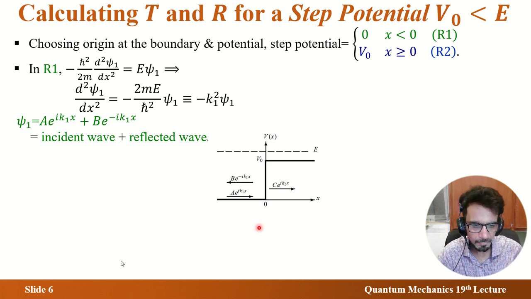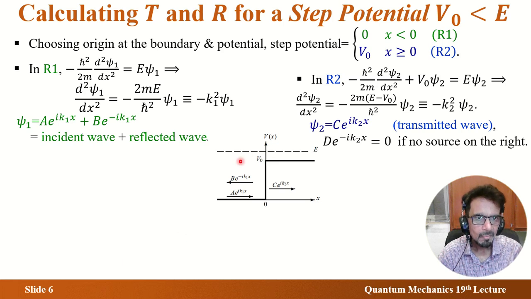And now for the right region, rather than 0, you have V naught potential energy. When you simplify it, you again take it to the standard form. That means you collect the second derivative on the left, and on the right, rather than E you had V naught. If you take V naught to the right-hand side, then here is V, and here E is replaced with E minus V naught. So in this simplified, or standard, form, E is replaced with E minus V naught.